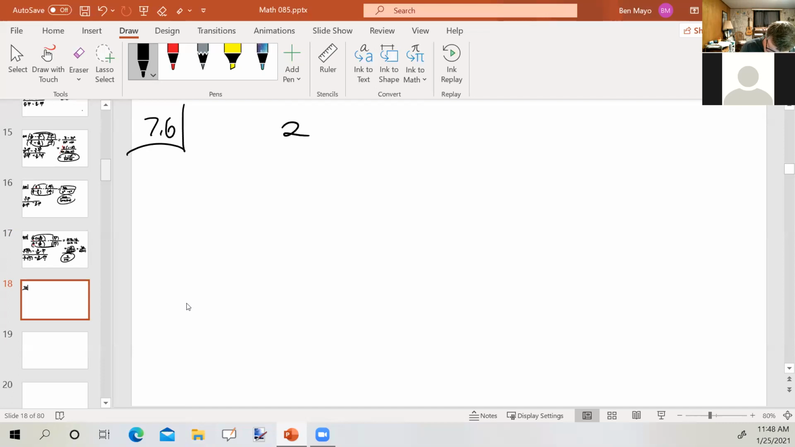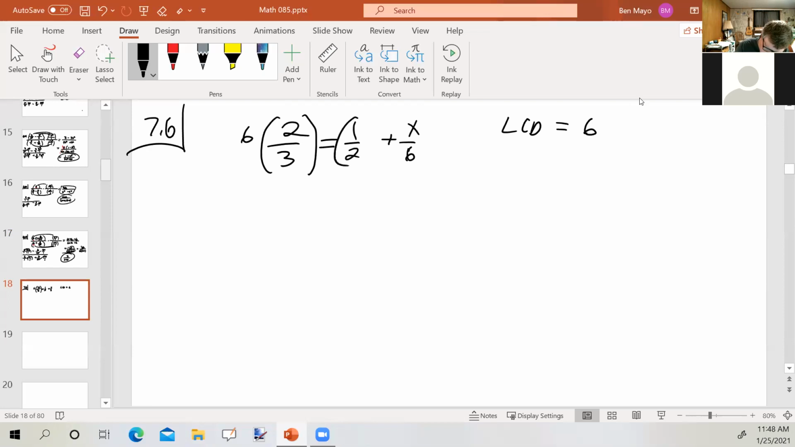Let's see here. We've got 2/3 equals 1/2 plus x over 6. So we want to solve this equation for x. But the first thing we're going to do is clear the fractions. And the way we're going to do that, first of all, we're going to find the LCD. So in this case, the LCD of 3, 2, and 6 would be 6. Then we're going to multiply both sides of the equation by 6. In doing so, it will wipe out all the denominators.